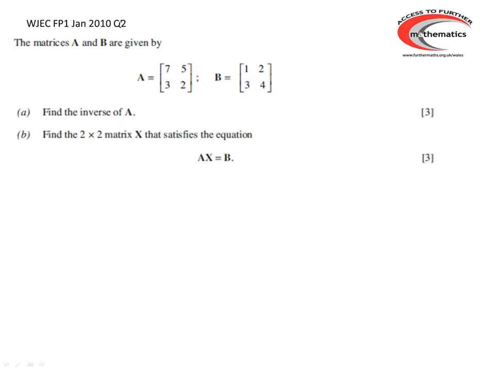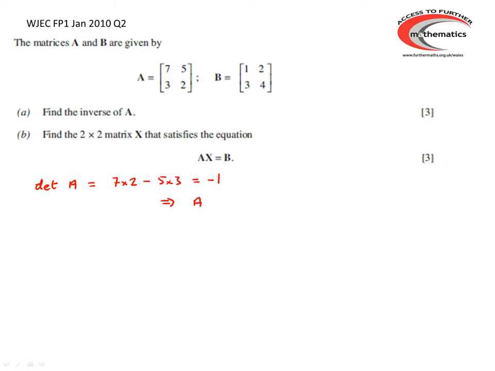Our second example comes from the January 2010 paper. We're given 2 matrices, and the first job we've got to do is find the inverse of A. So to find the inverse of a matrix, it's a good idea to start by finding the determinant of the matrix. So the determinant of A is 7 times 2, take away 5 times 3, which is 14, take away 15, so that's minus 1.